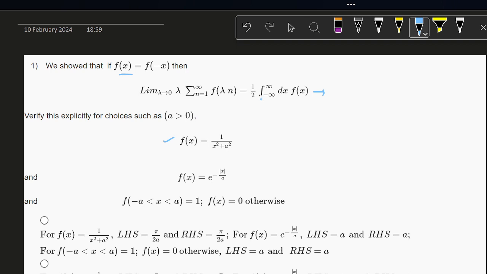All you have to do is that you have been given different choices of the function f(x), which is obviously an even function, given that it is stated that the function has to be even. Three such functions are given, and in all three cases you have to not only check that LHS equal to RHS is really true, but also get the value of this integral, or the value of the left hand side limit. That is the possible answer given in one of these four options, right?